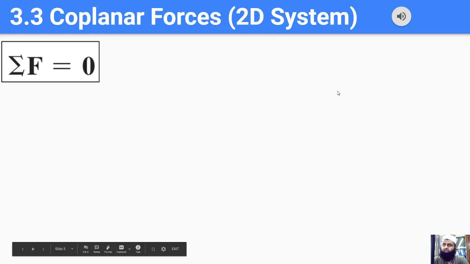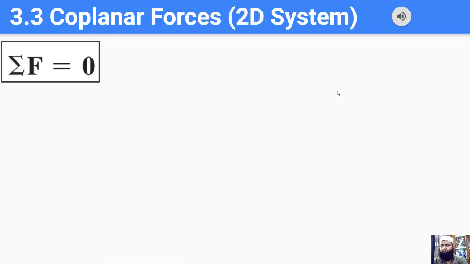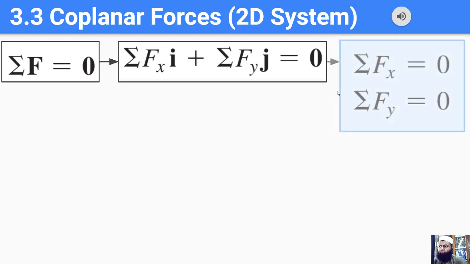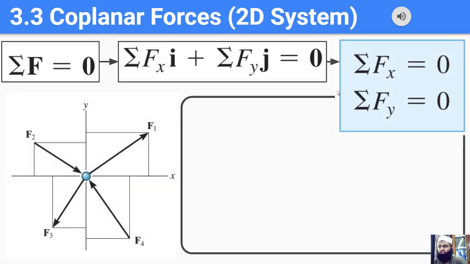Bismillahirrahmanirrahim, and welcome back. Last time we saw how we can use the Cartesian vector forms of force vectors to solve for the equilibrium state in a two-dimensional system. So this time we will formulate this setting in a more general context.